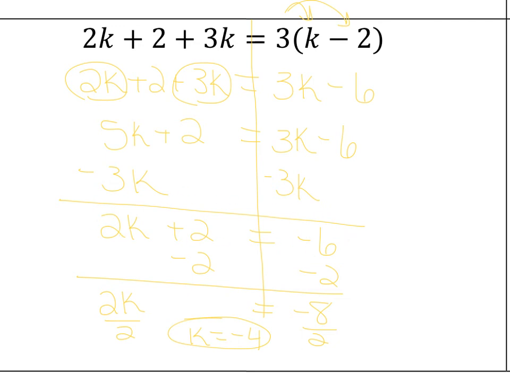I subtracted 2 from both sides. I got 2k was negative 8. I divided both sides by 2, and I got k was negative 4. If you need to fix any of your work, fix it. And if you have any questions, let me know.